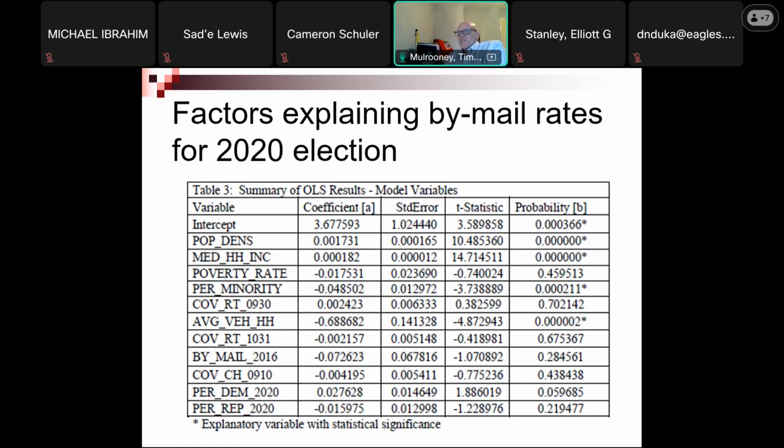Now let's look at this one here. Poverty rates. It's got a probability of 0.45. We know that's not statistically significant. So poverty rate has no statistical impact on by-mail voting rates. So rich, poor, doesn't matter. What else do we have? Percent minority. Now this is negative. And so as the percent minority increases, what happens to by-mail? Decreases. Okay, so this is negative right here. We can see the negative on the percent minority for this particular coefficient, and it's statistically significant.